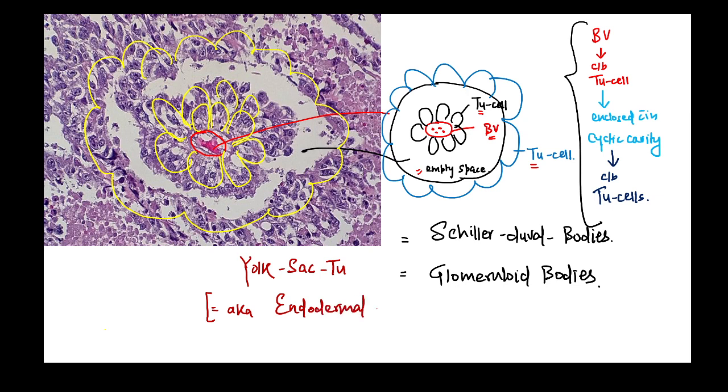So now you understood what I have shown you in this diagram. Again I repeat, there is a central blood vessel covered by tumor cells, enclosed inside a cystic cavity, and the cystic cavity is again covered by tumor cells. I hope you understood this image, which was very important. This was the question in the PGI exam June 2020, and this was an image-based question, right?